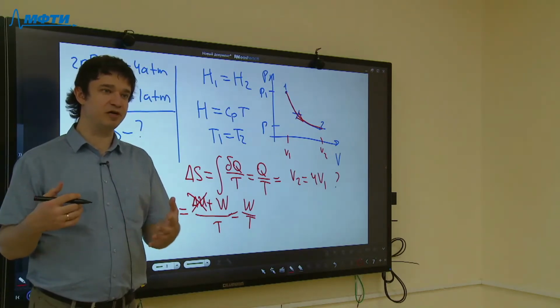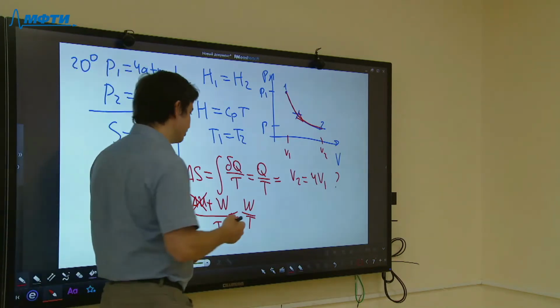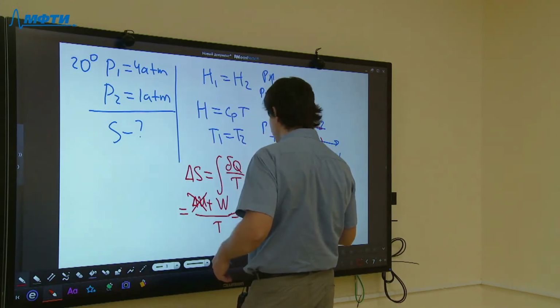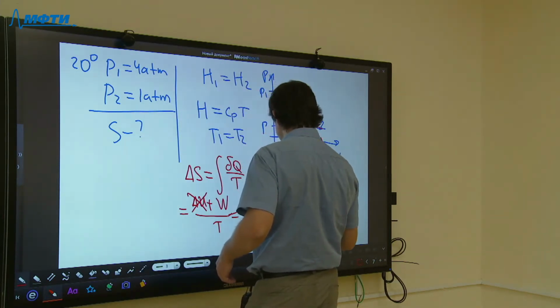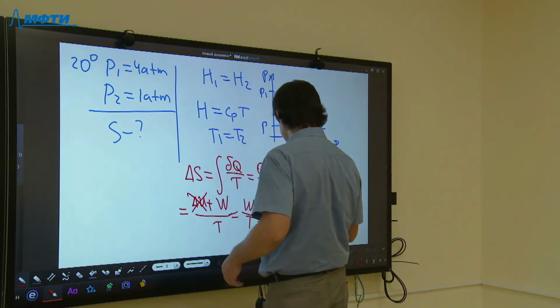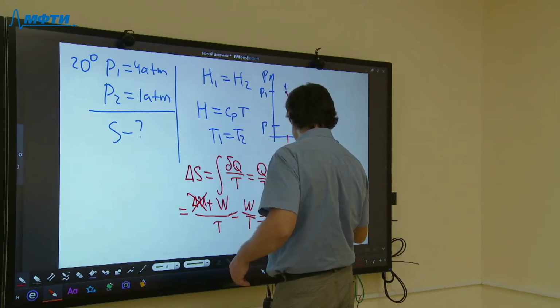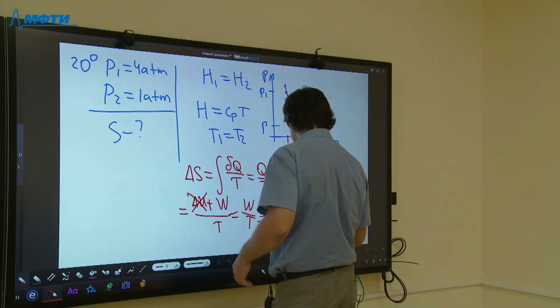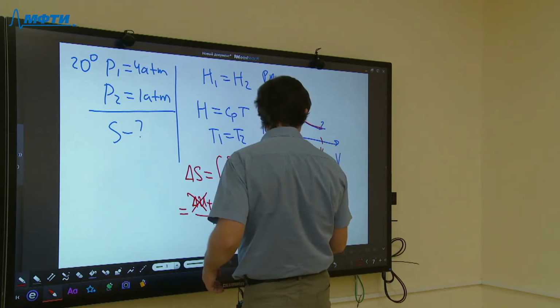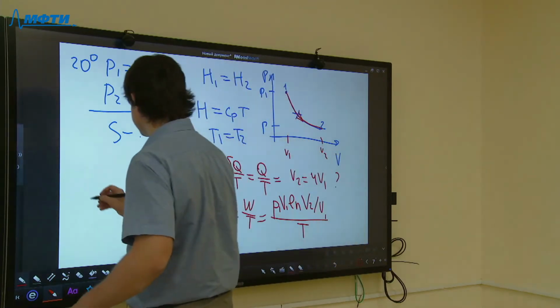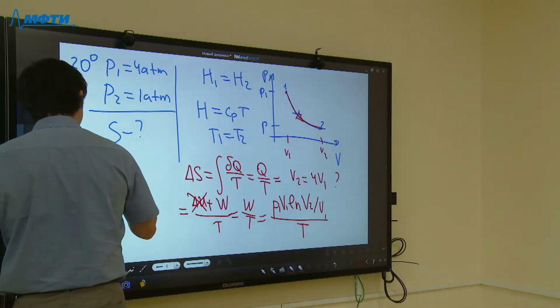Okay, and calculation of the work in the isothermal process was the very first, I think, zero-level problem which we have considered in our course. So actually, the work done in an isothermal process is something like PV times logarithm of V2 over V1. So here you have P1 V1, logarithm of V2 over V1 divided by temperature. Let's check it. So work done is the integral of P dV.